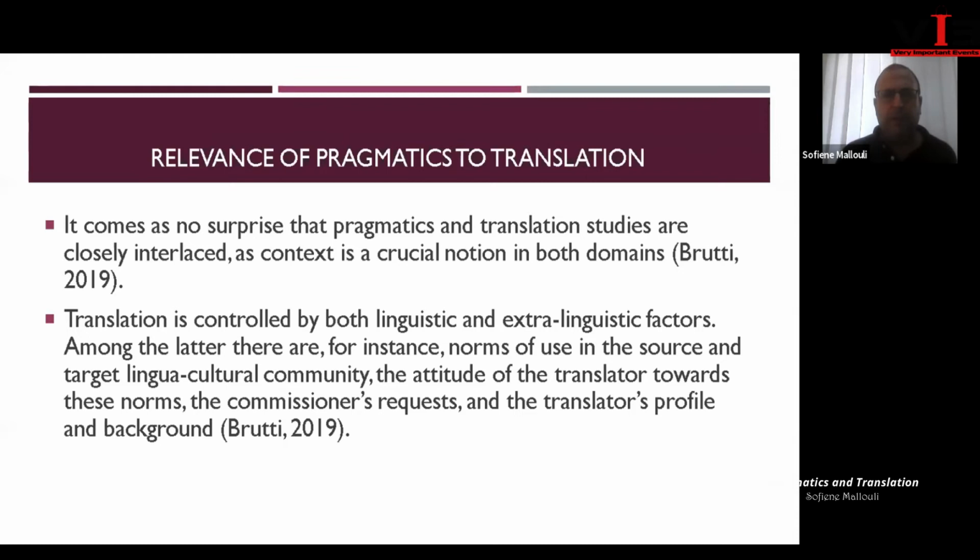There's a difference between, for example, an ideologically convinced translator who is translating or interpreting an idea which is contrary to his or her ideology. And from this stance, we can explain how the attitude, the profile and the background of the translator are important in having some kind of impact on his or her translation.